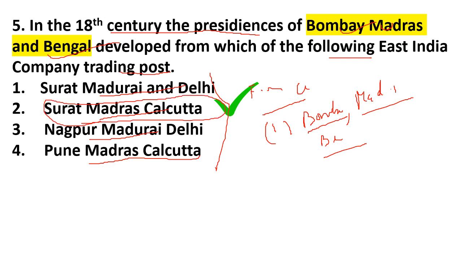Okay, so for administrative purposes, Bombay, Madras, and Bengal. And for the company trading posts, they developed at Surat, Madras, and Calcutta. This is the right answer.